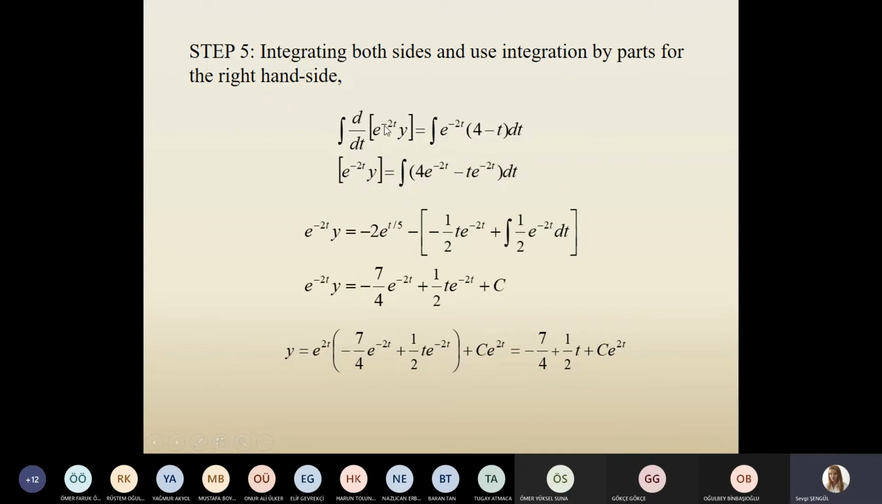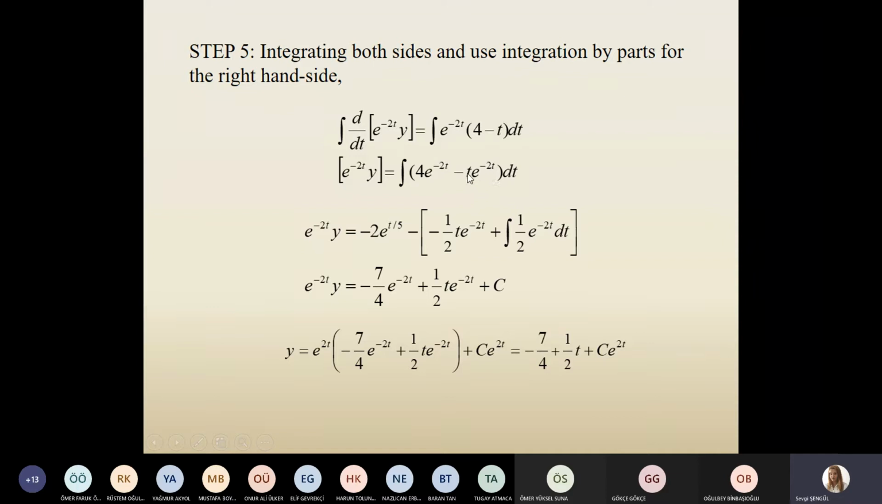The integral and derivative simplify each other. We have e to the minus 2t times y, and there we can distribute the exponential function over the polynomial. You have this integral and that integral. Solving this integral is easy. For that one, you need to do integration by parts.